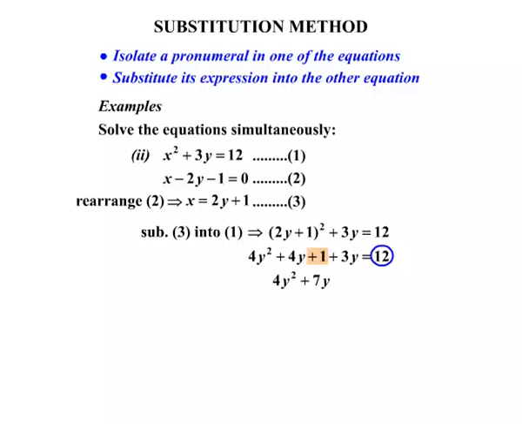And the 1, we're going to bring the 12 over to join it. The 12, when it comes over, becomes minus 12. So 1 minus 12 is minus 11. And because we've moved the 12, we write equals 0. So now we have a quadratic equation. We need to factorize that. We get (y minus 1)(4y plus 11) equals 0.